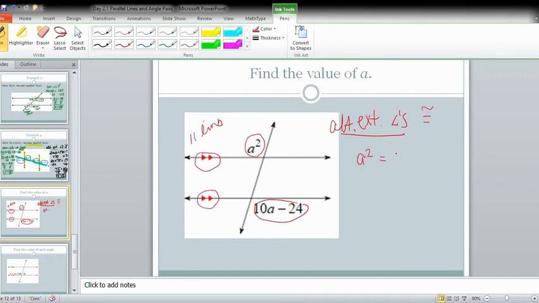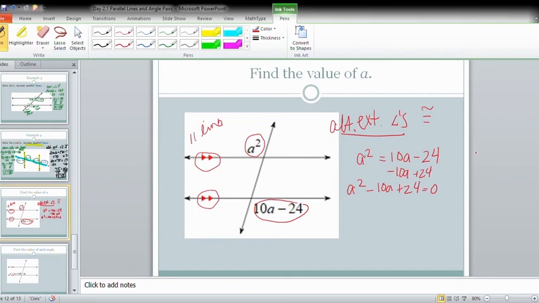a squared equals 10a minus 24. Well, I've got an icky quadratic here, so I've got to get it all on one side and set it equal to 0. So I'm going to subtract 10a, and I'm going to add 24 to get rid of that on both sides. So I get a squared minus 10a plus 24 equals 0.